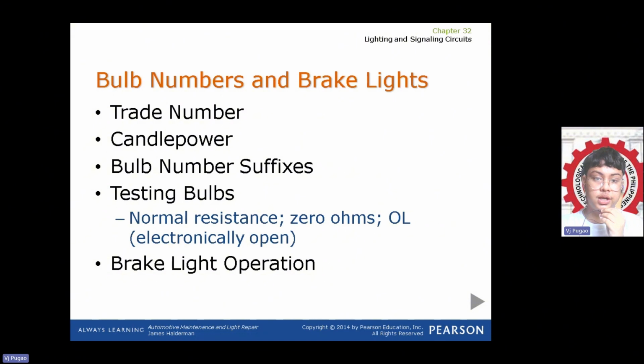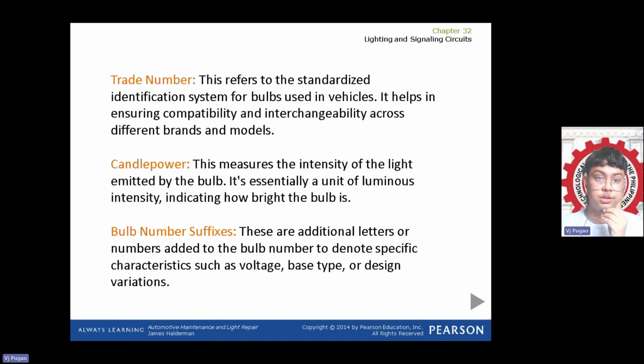First one is trade number, candle power, bulb number suffixes, testing bulbs, normal resistance, 0 ohms, OL electronically open, brake lights in operation. So first, what is the trade number? Trade number refers to a standardized identification system for bulbs used in vehicles, helping ensure compatibility and interchangeability across different brands and models. Candle power measures the intensity of the light emitted by the bulb. It's essentially a unit of luminous intensity indicating how bright the bulb is.